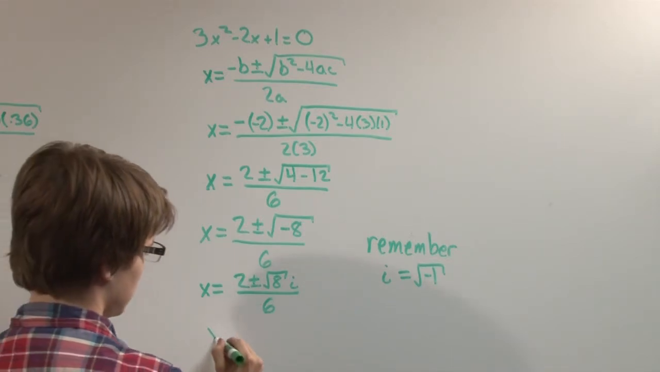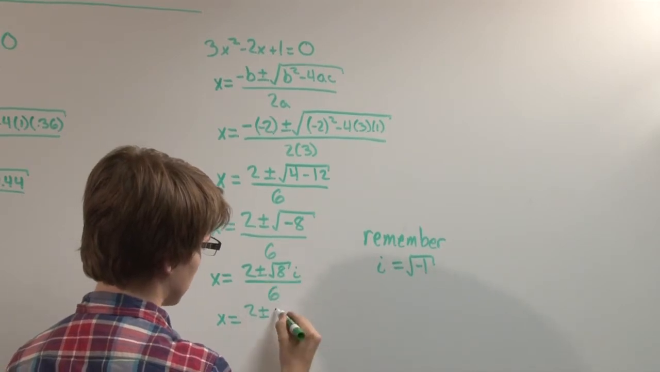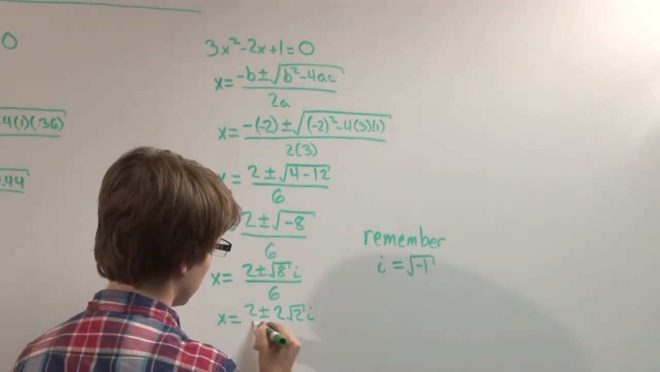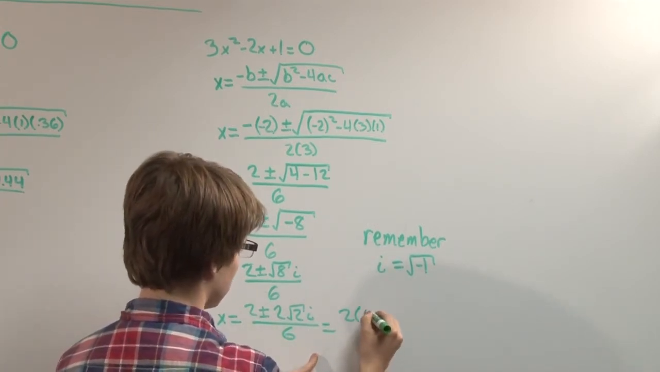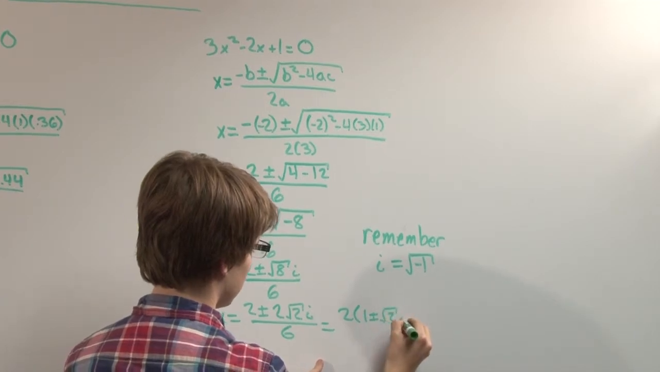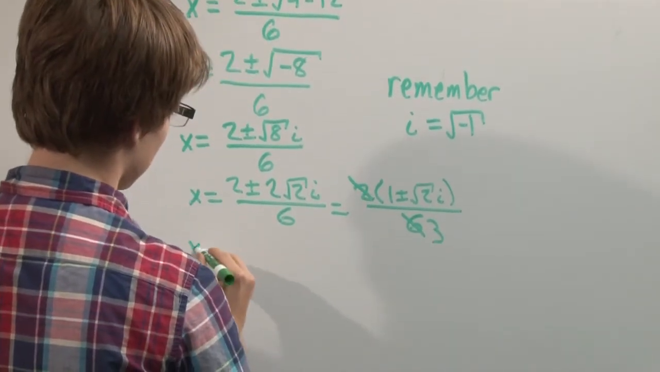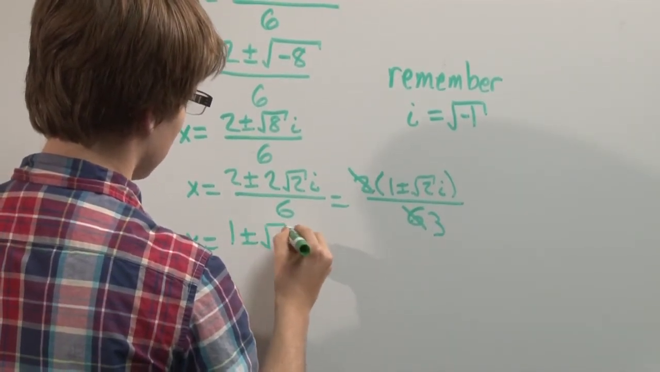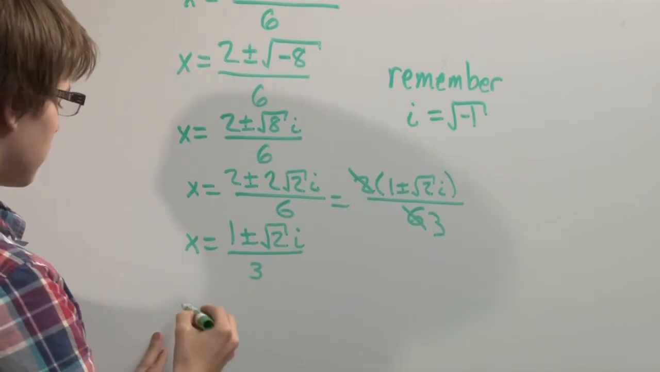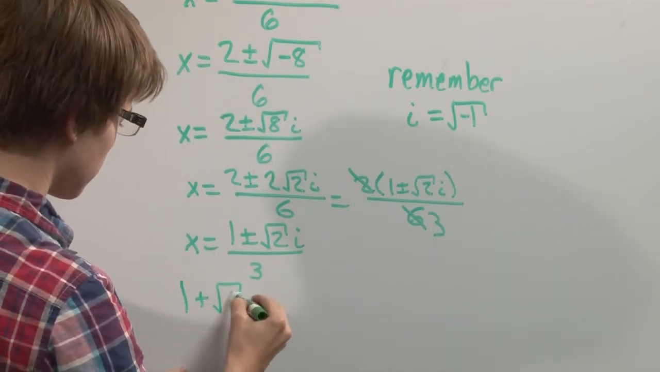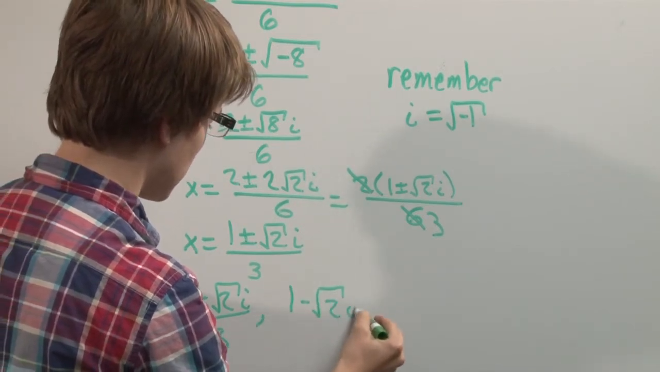Right. And then just to do some simplification, that's 2 plus or minus, that's 4 times 2, so a 2 comes out, 2 times the square root of 2 i all over 6. We can factor a 2 out of this, so that's 2 times 1 plus or minus the square root of 2 i all over 6. Whoop, that turns into a 3. So x equals 1 plus or minus the square root of 2 i all over 3. And again, because we like to write it as two solutions, 1 plus the square root of 2 i over 3, and 1 minus the square root of 2 i over 3.